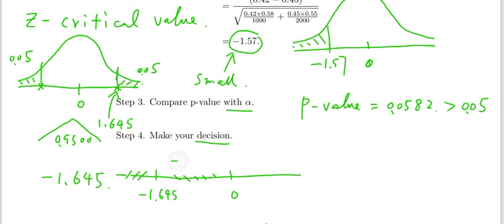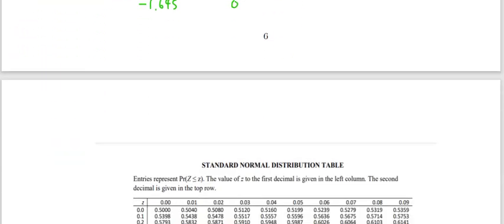Negative 1.57 is here, so we can say this number and 0 are close, right? So we can get the same conclusion. A p-value and a critical value, the two methods are the same.